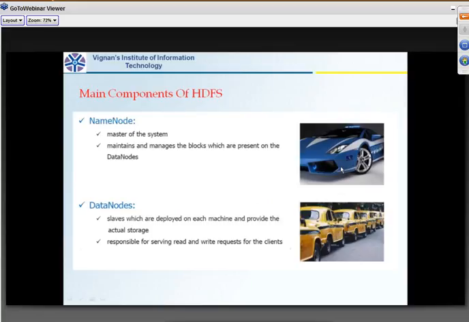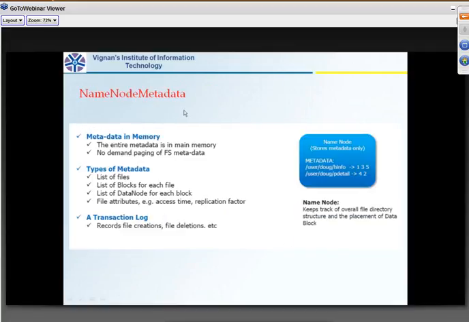I have placed a name for name node. I have kept a rich car because it's a master node. For data node, it is a slave node, so I kept a small taxi, something like that. So name node consists of the metadata. Metadata consists of list of files, list of blocks, something like that. So all these things we have covered.